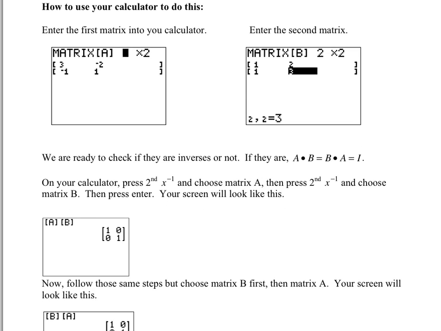All right, once you have them in your calculator, we are ready to check if they're inverses or not. If they are, the important thing here is that if you take A times B, it's going to equal B times A, which is equal to the identity matrix. So to check that, you're going to press second x negative 1. So you already have your matrices hopefully entered, and choose the first matrix. Then press second x to the negative 1 and choose matrix B, then press enter. So you don't even have to put the multiplication sign in between. If you do, it's okay. And when you do that, your screen will look like this.